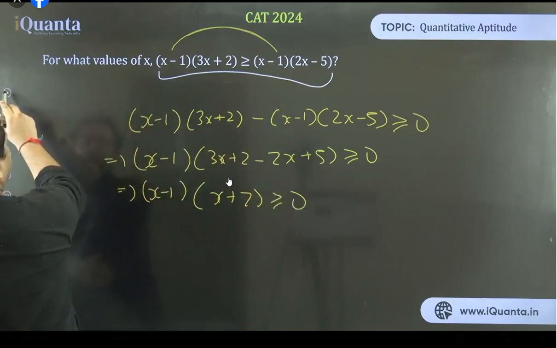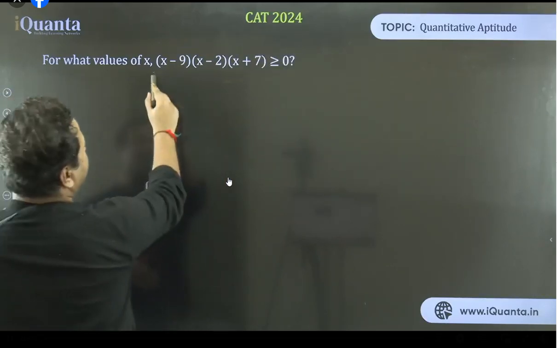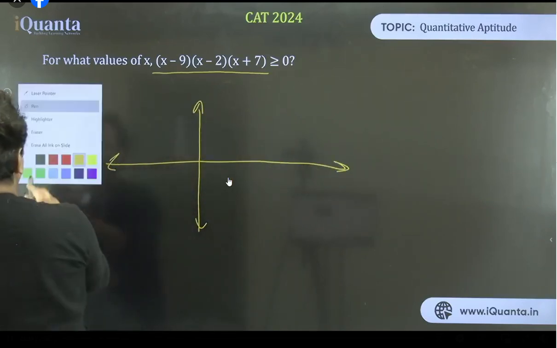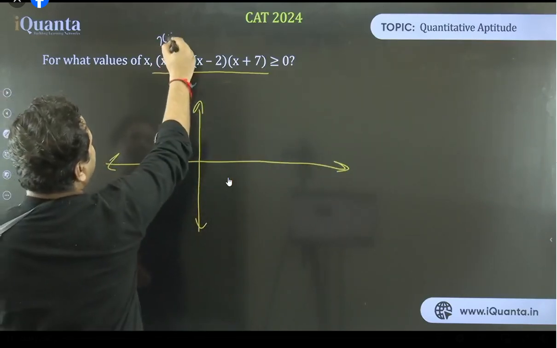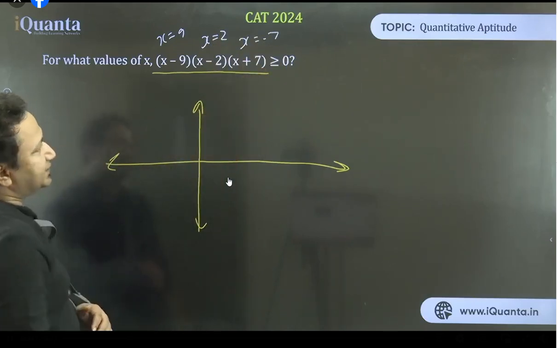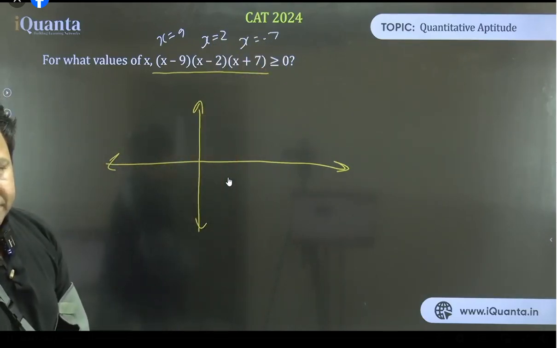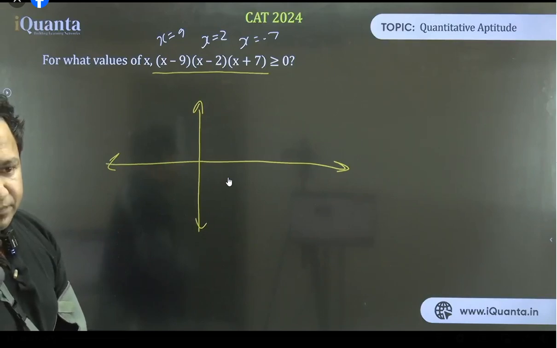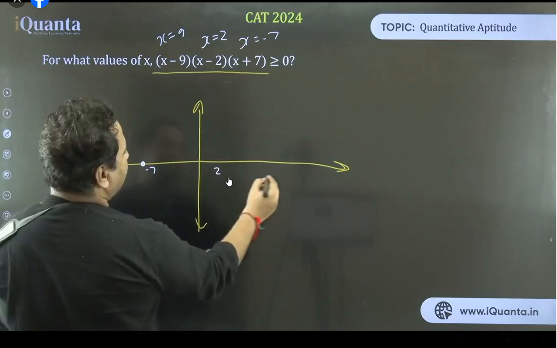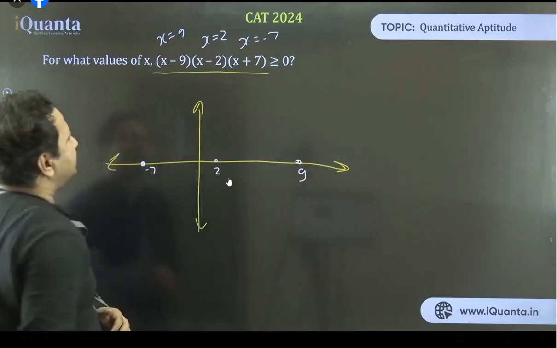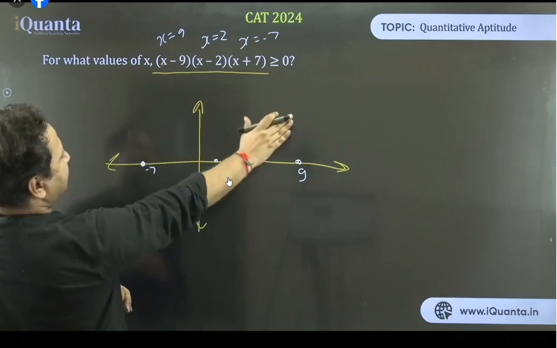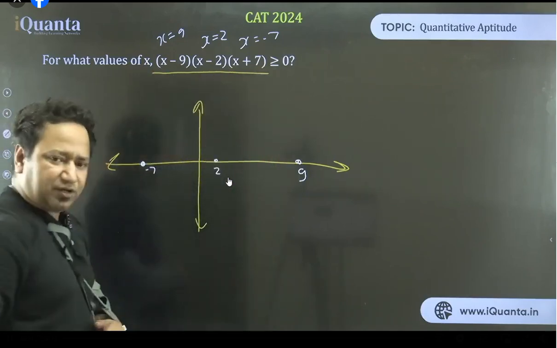Great. Now, this one. As you can see, it's a cubic expression. I made the graph earlier also, you can just make the graph just like that. At x equal to 9, that's the root. X equal to 2 is the root. X equal to minus 7 is the root. Let this be minus 7, let this be 2, and let this be 9. So what exactly is going to happen? Just by looking at it, everybody can understand that if x is greater than 9, we'll have a positive value. Yes or no?